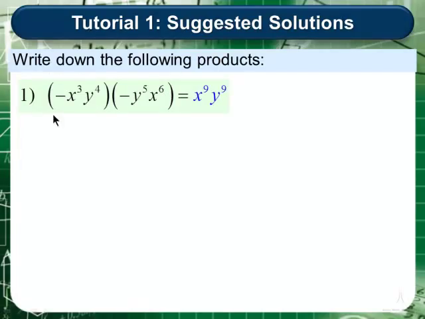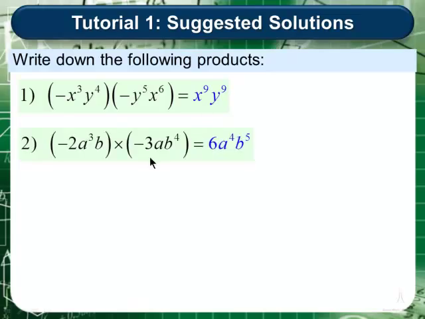In the first case, we have to multiply these two monomials together, and clearly a negative times a negative gives us a positive result for the product, and x to the power 3 times x to the power 6 gives x to the power 9, adding the exponents, and y to the power 4 times y to the power 5 gives us y to the power 9, again adding the exponents. So you should all be able to do this one. Is that right? Let's have a look at the second case.